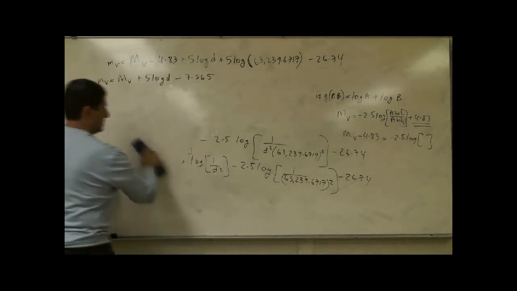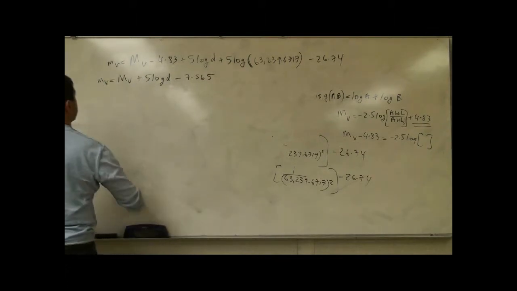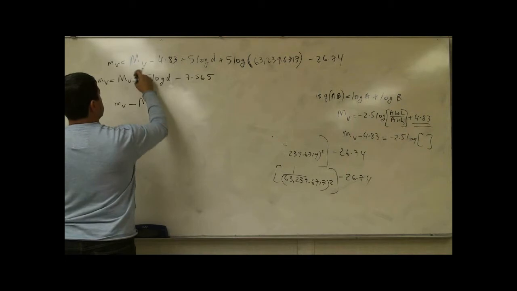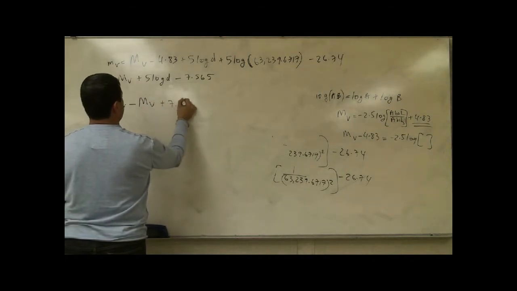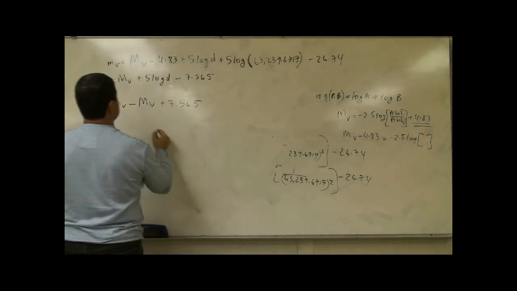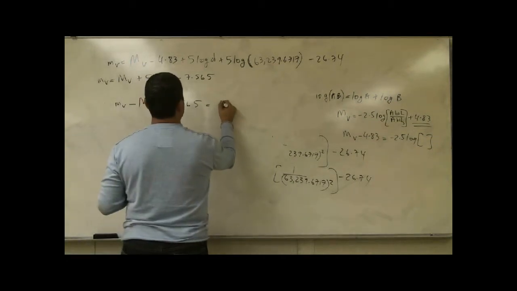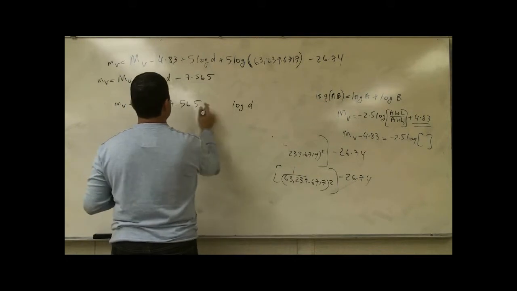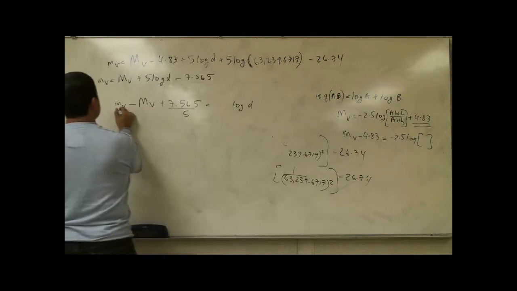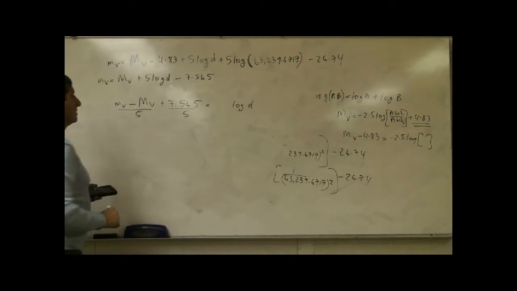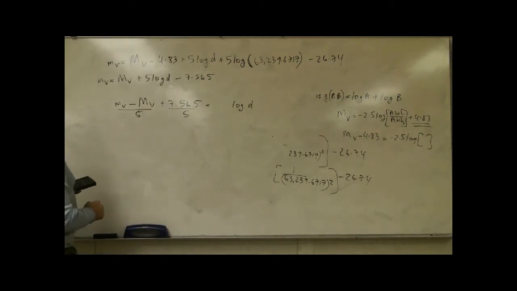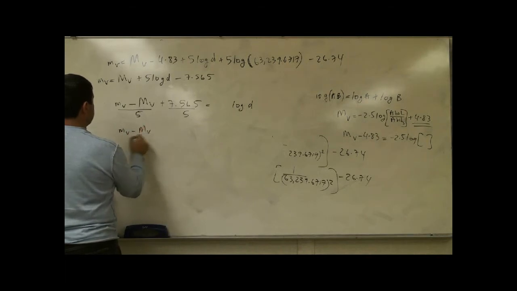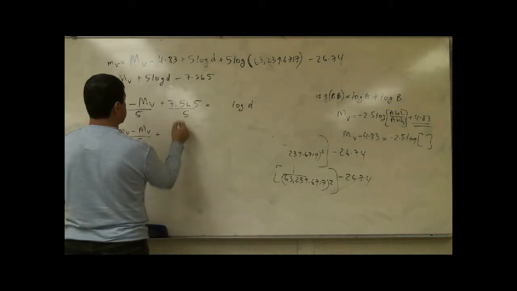Okay? We have here mv minus MV. Take this positive 7.565, it is equal to 5 log of d, right? Take the 5, divide it into this, and you get here mv minus MV over 5 plus, what is this?